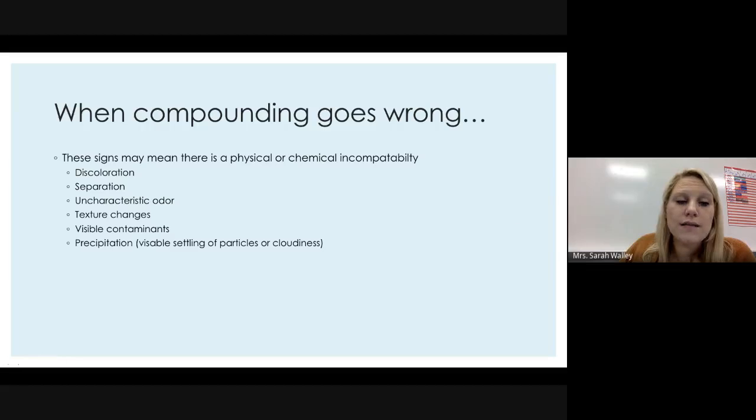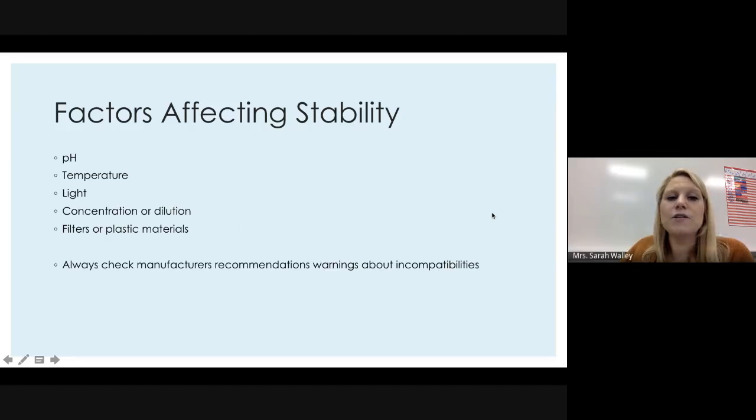When compounding goes wrong, these are some signs you may see: discoloration, separation, uncharacteristic odor, texture changes, visible contaminants, and precipitation. Supposedly you're supposed to be able to look at it and tell if it didn't compound right. But I feel like you would have to have compounded for a while to know if something is wrong. They want you to know these are chemical or physical incompatibilities. Some factors affecting stability of medications are pH, temperature, light, concentration or dilution, and filter or plastic materials. So always check the manufacturer's recommendation warnings about incompatibilities.